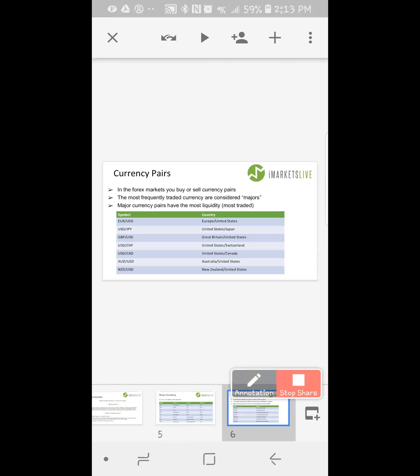Euro USD, USD JPY, GBP USD, USD CHF, USD CAD, AUD USD, and NZD USD.